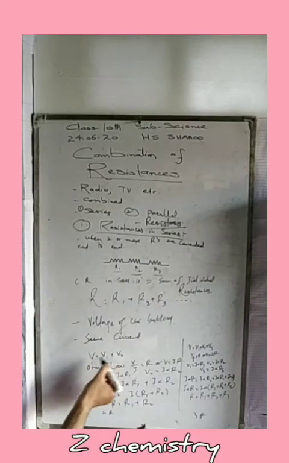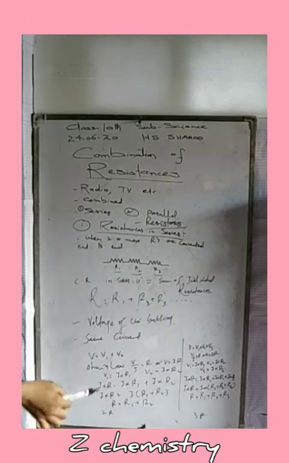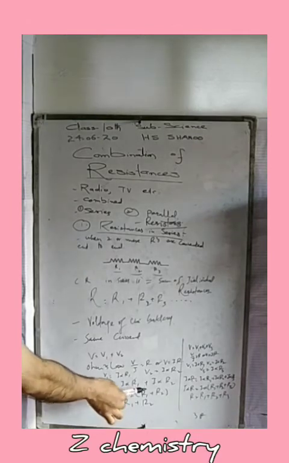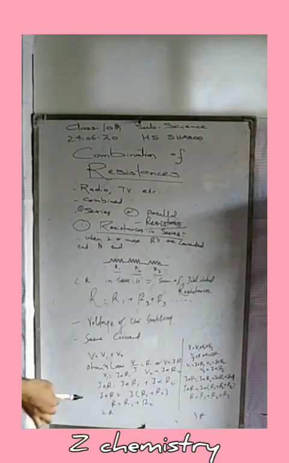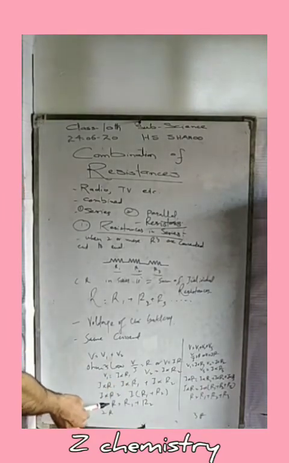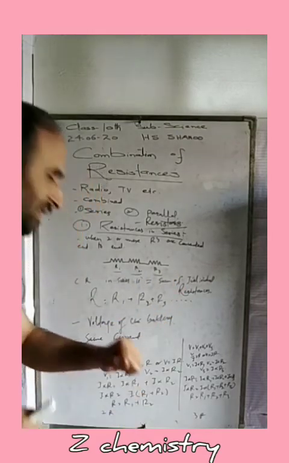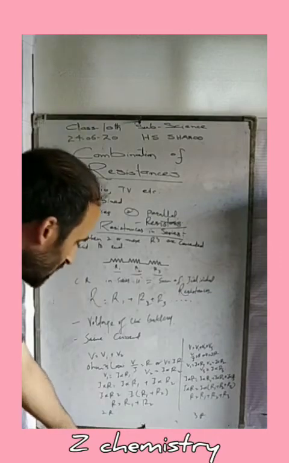Now substituting this value, I into R is equal to I into R1 plus I into R2. I को हम कॉमन करेंगे, I(R1 plus R2), और I और I cancel होगा, R is equal to R1 plus R2. जैसे कि हमने यहाँ पे लिखा भी था कि combined resistance of any number of resistances in series is equal to the sum of the individual resistances. अगर हमने यहाँ पे दो रेजिस्टेंस लिए, अब हम तीन रेजिस्टेंस को लेंगे.